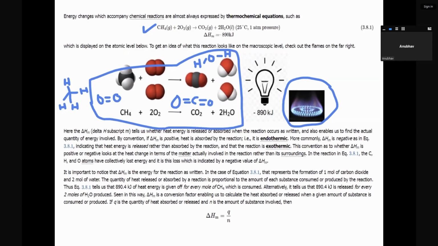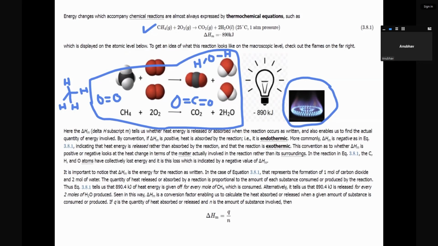On the right hand side, you can see a bulb blinking, and the enthalpy is minus 890 kilojoule of heat energy. So that means in this reaction, minus 890 kilojoule of energy is expelled. That means it is an exothermic reaction. That's why on the right hand side you can see the burning of methane, that is, the gas is getting burnt off.